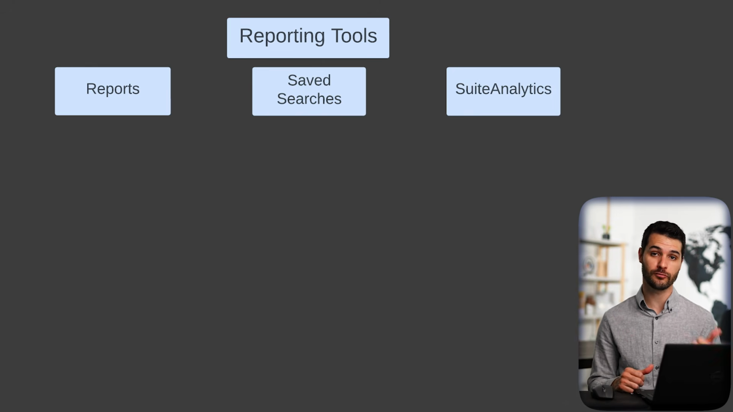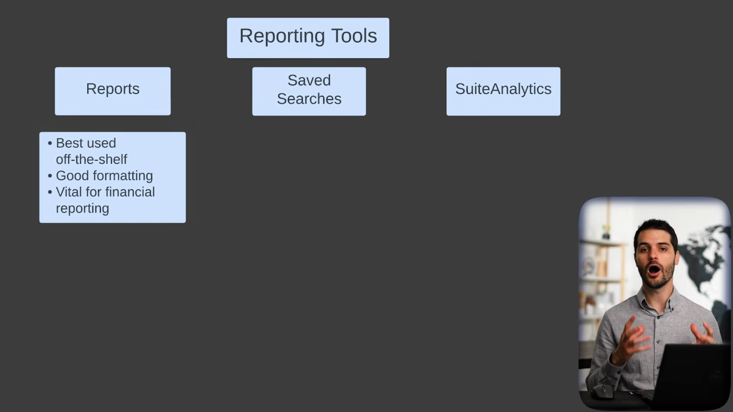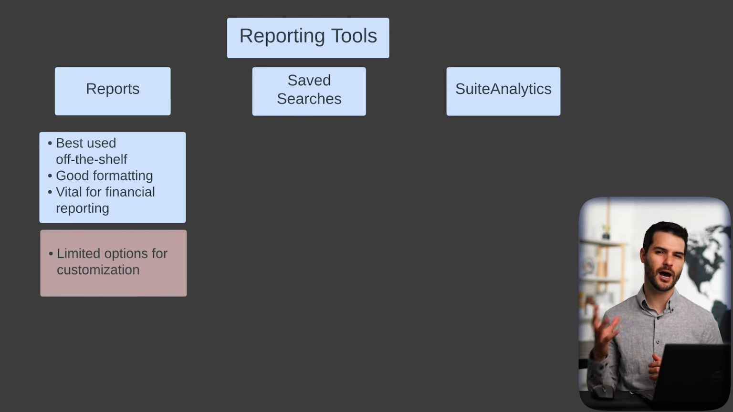So first off, we have reports. Those are the best off-the-shelf reporting tool. They're the easiest to use. They also are quite nice visually. They're usually easy to look at and understand, and they can be used for a number of different things, anything from sales reports to oftentimes you'll be using them for financial reports like income statements, balance sheets, etc. So they're great for ease of use, but not necessarily the best in terms of customization features.